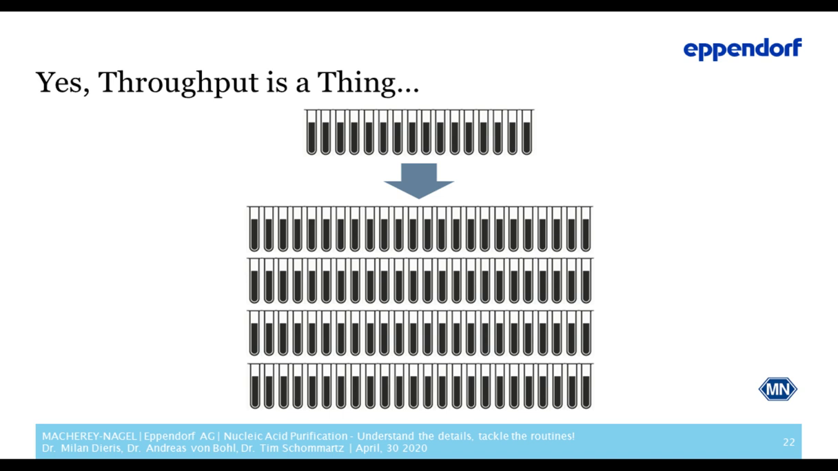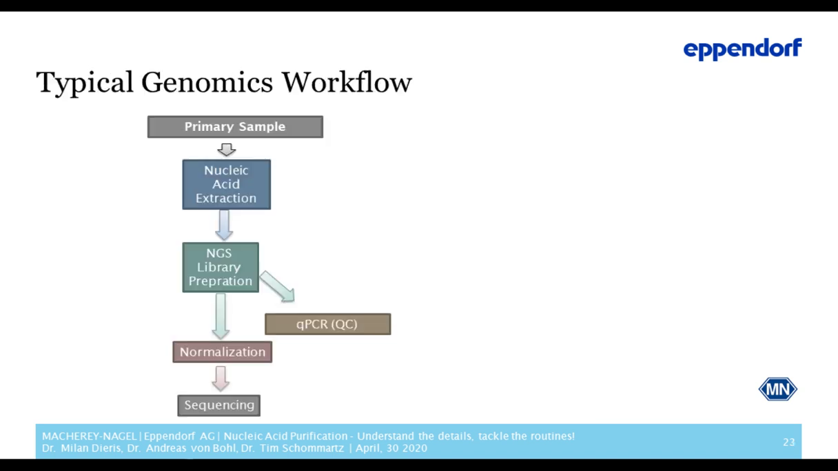But throughput alone is not the only driver and the most important driver, at least not from my perspective, to automate a process. Now I will go back and take a closer look at the actual application that we talk about: a genomics workflow, where nucleic acid extraction or purification is a staple and a core method. It is also important to understand that this is not a method that is sitting there in a vacuum. It is part of a larger workflow.